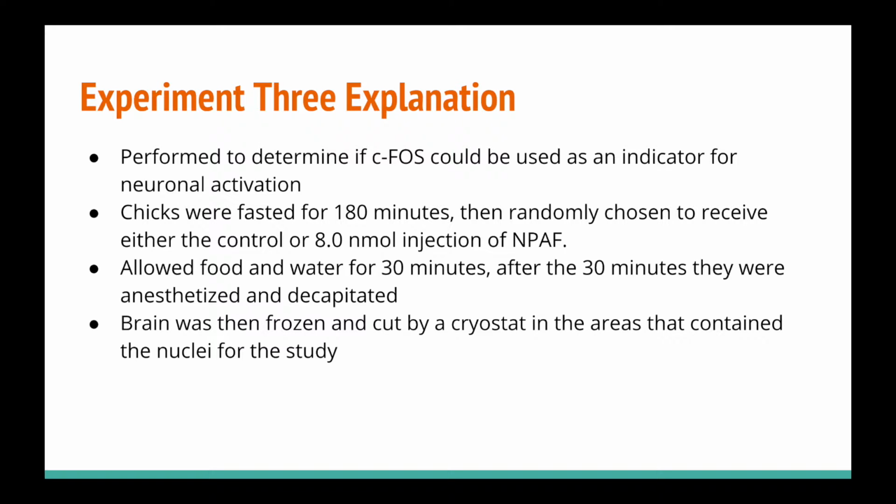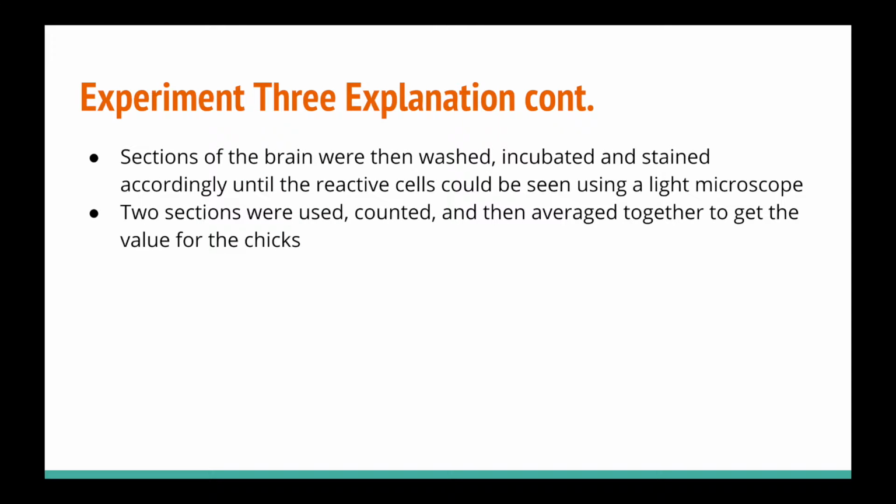Immediately following this, the brain was flushed with fluids to keep it intact, and it was then placed in a stereotaxic instrument, and the brain was sectioned accordingly. The brain was then frozen and cut by a cryostat in the areas that contain the nuclei in study. The section of the brain was then washed, incubated, and stained accordingly until the reactive cells could be seen using a light microscope. 2 sections were used, counted, and then averaged together to get the value for the chicks.